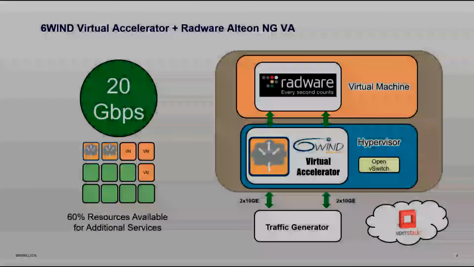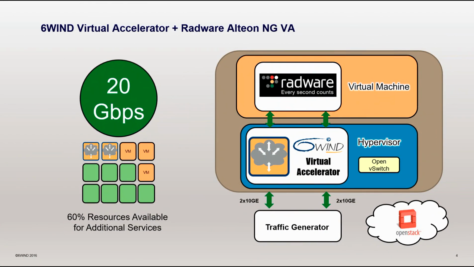In summary, we demonstrated that the Radware Alteon NG virtual appliance on an OpenStack environment enhanced with 6Wind Virtual Accelerator can achieve a throughput of 20 gigabits per second. In addition, hypervisor resources were optimized with 60% of hardware resources still available for scaling throughput or services.